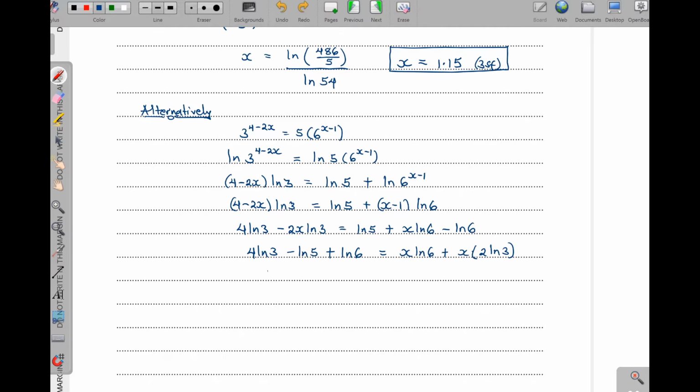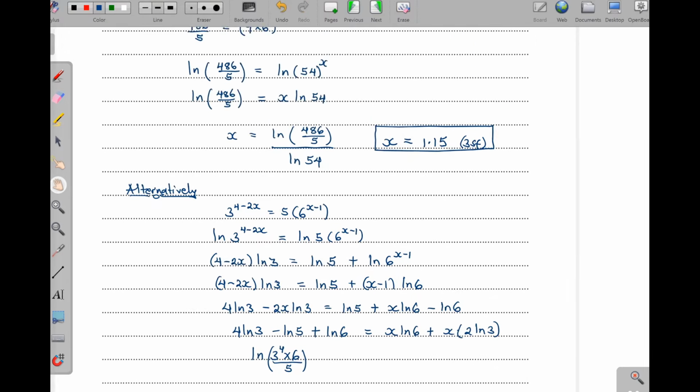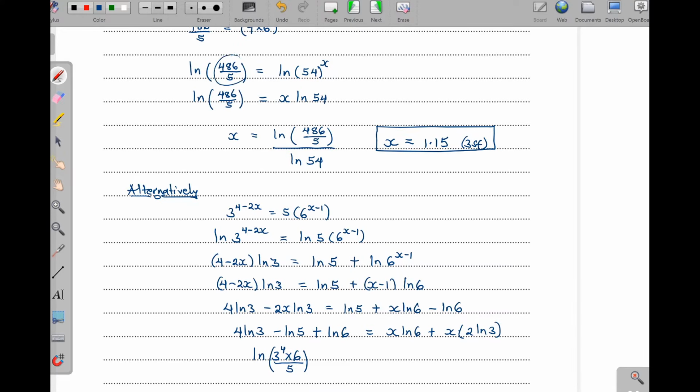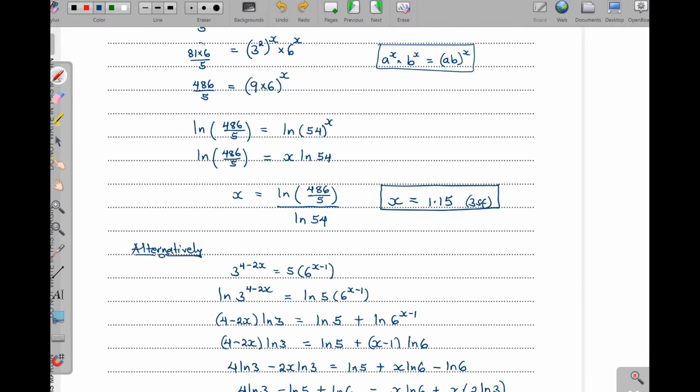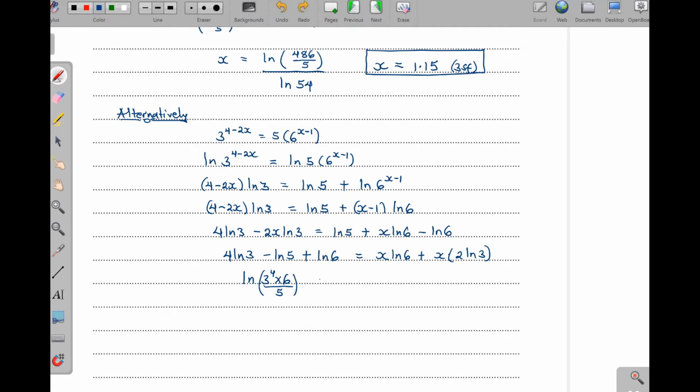Now from here we shall have natural log of 3 power 4, because this one can come here. Then this is addition, so I will multiply with a 6 times 6. This is subtraction, then I will divide. This one is the same as this one, because we had 81 here, which is 3 power what? 3 power 4. Okay, now how about this other side?